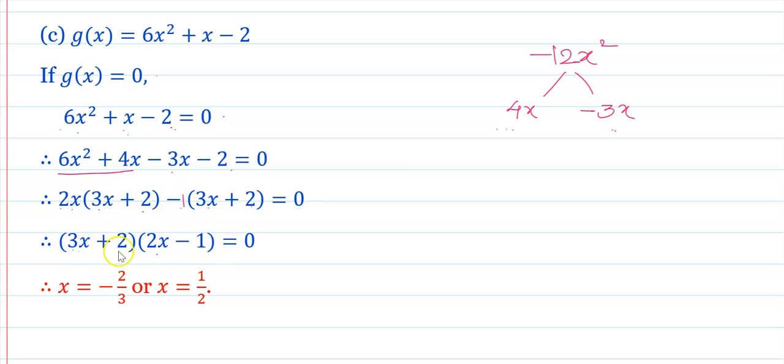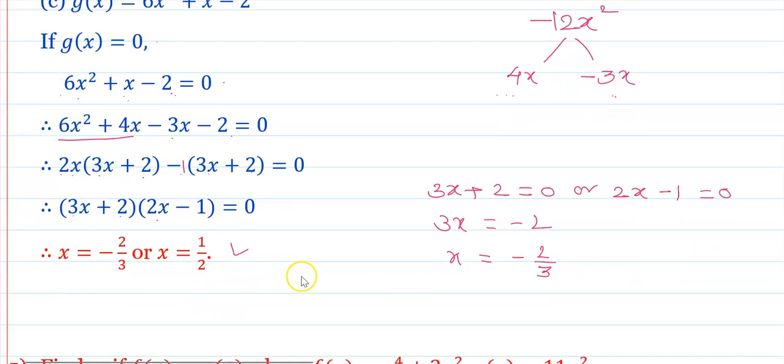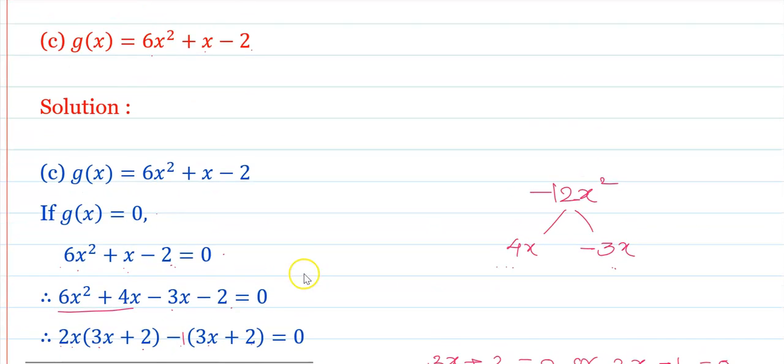Again the next simplification. Sorry, 3x plus 2 is equal to 0 or 2x minus 1 is equal to 0. Therefore, 3x is equal to minus 2 and hence x is equal to minus 2 upon 3. Similarly here, 2x is equal to 1 and x is equal to 1 upon 2. In this way. Okay, you can watch this again.